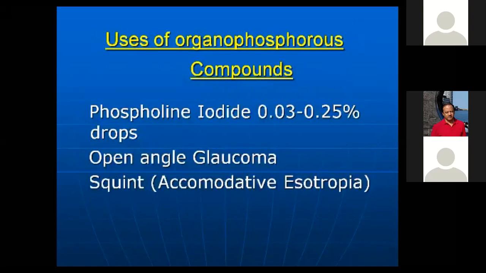Now, the third category of parasympathomimetic drugs called organophosphorus compounds, and the important drug of this group is phospholine iodide, which is available in 0.03 to 0.25% drops. And this drug is used in open angle glaucoma and accommodative esotropia, which is a type of squint.